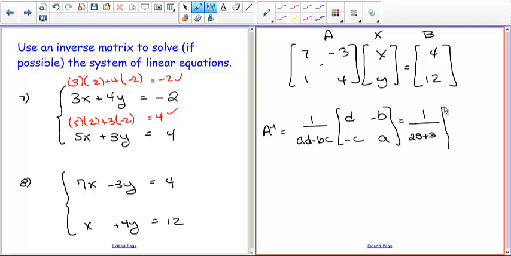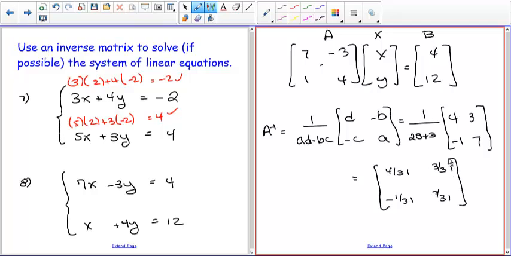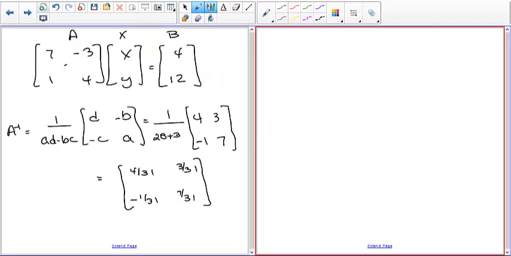And then you switch these two, so this becomes a 4, that becomes a 7, and you leave those, but you change the sign, so this becomes negative 1, this becomes positive 3. And so here you get 1 over 31, so this is 4 over 31, 3 over 31, negative 1 over 31, and 7 over 31. Okay, so that's using the formula.